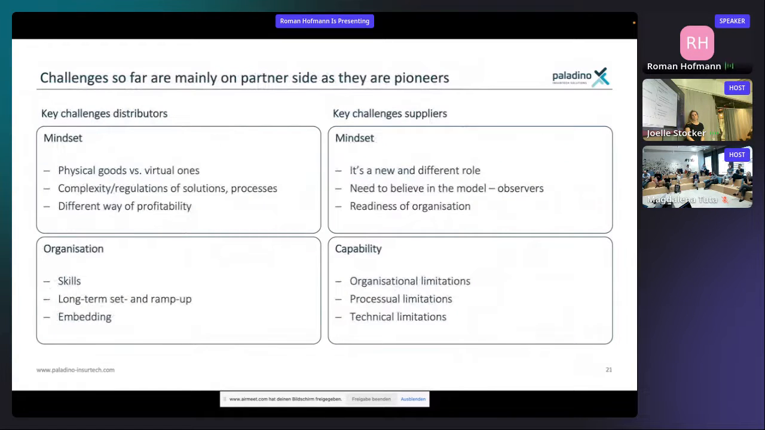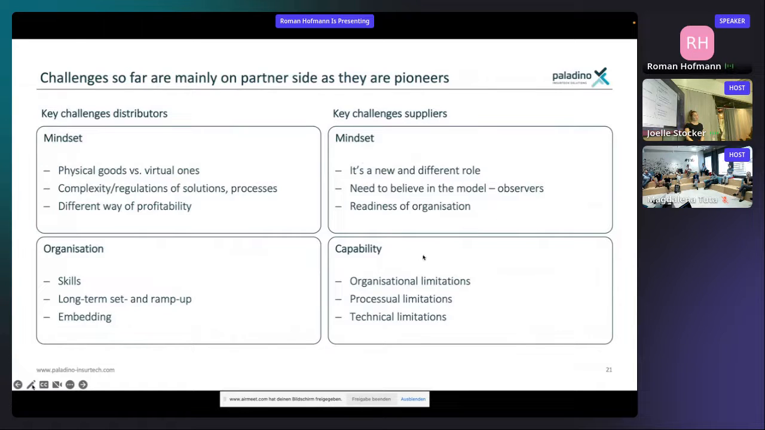There are also some challenges. Some of them are already mentioned. The two key challenges on the distributor side are the mindset and the organization. Different products, you can't feel the products anymore, you can't see them anymore, and normally they also don't have the skills. And it's not just that you buy a new kind of milk, which you put in your shelves. It takes time. It takes 1 year, 1.5 years till you're up and running.